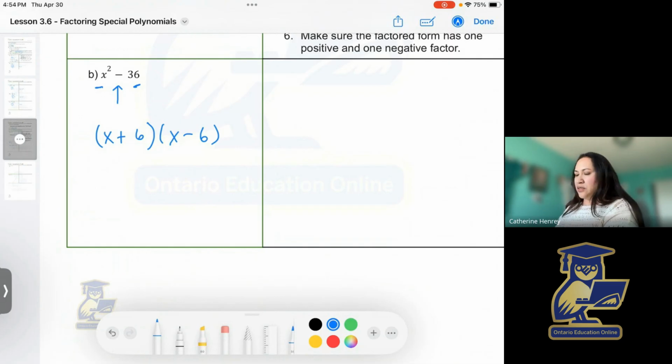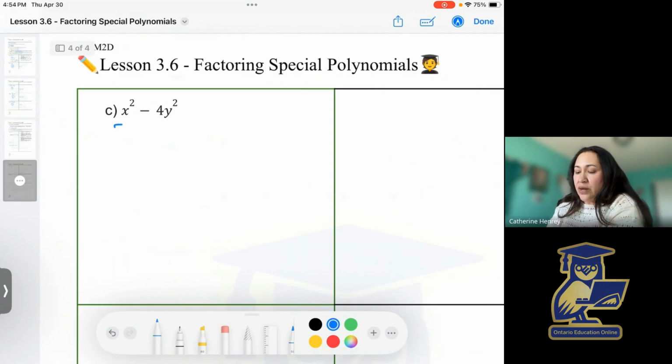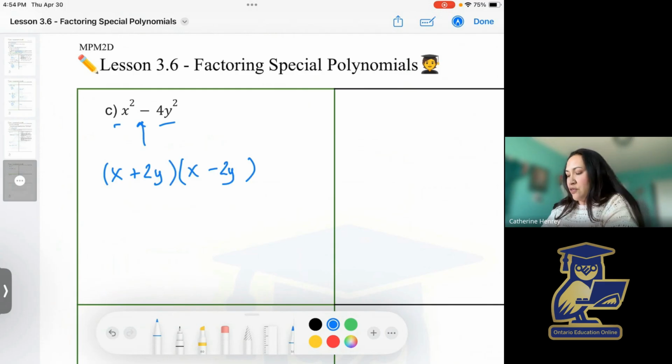Let's just pull out one more example. So is x squared a perfect square? Yes. Is 4y squared a perfect square? Yes. Is it separated by a minus sign? Yes. So then my brackets, or my factored form, one is going to be positive, one is going to be negative. Square root of x squared is x. Square root of 4y squared is 2y. And there's our factored form.